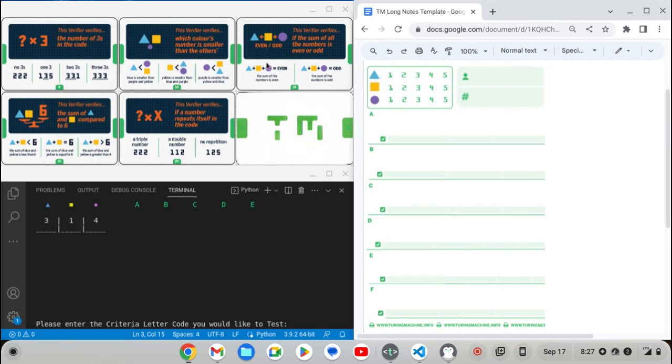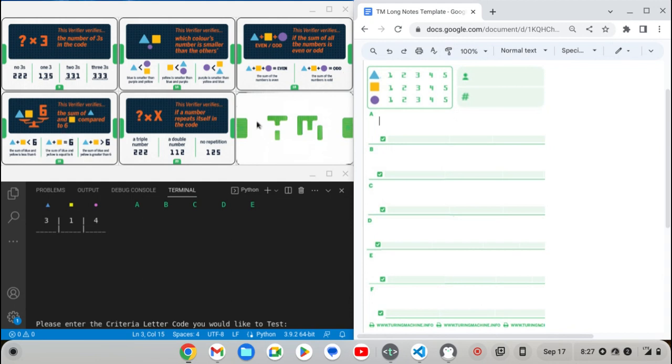Criteria card B looks at our 3 digits, triangle, square, and circle, and will let us know which one is the absolute smallest. So should triangle be the smallest, should square be the smallest, or should circle be the smallest? Criteria card C again looks at our 3 digits, triangle, square, and circle, but this time it'll add them up, and the Turing Machine will let us know whether that sum is an even quantity or an odd quantity.